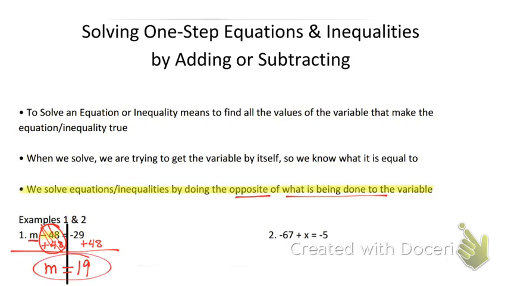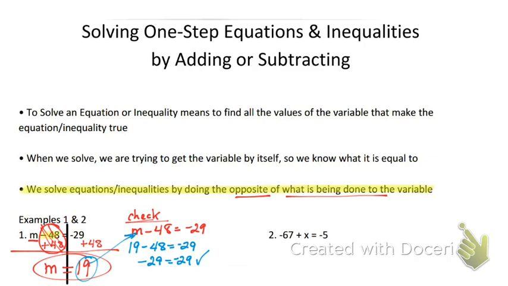m is 19, and you can always check this answer, and I will not necessarily make you do this all the time, but you can always check your answer by simply plugging that answer back into the original problem. If m is 19, and my original problem said m minus 48 equals negative 29, you plug that 19 in for m and say 19 minus 48 equals negative 29, and then check that. Does 19 minus 48 equal negative 29? And it does. So yes, that checks out. You must have done the problem right. The answer is m equals 19.